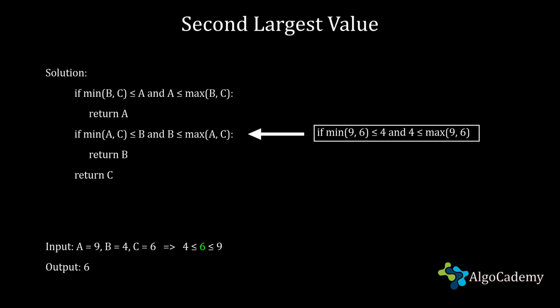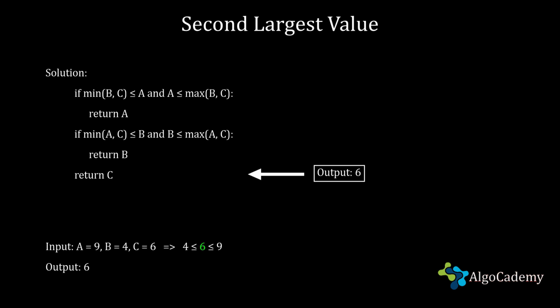We move to the next if statement. We check if the minimum between 9 and 6 is less than or equal to 4, and 4 is less than or equal to the maximum between 9 and 6. So we check if 6 is less than or equal to 4 and 4 is less than or equal to 9. This time, the second condition is true because 4 is less than or equal to 9, but the first condition is false because 6 is not less than or equal to 4. So the whole condition will be false. We are not going to return b. And so we move to the last line of code where we return 6, which is indeed the correct answer.